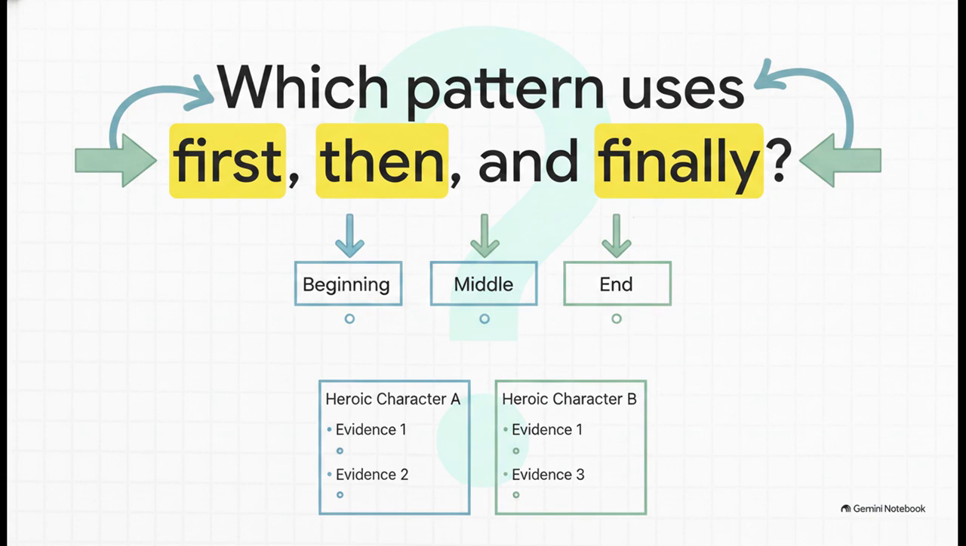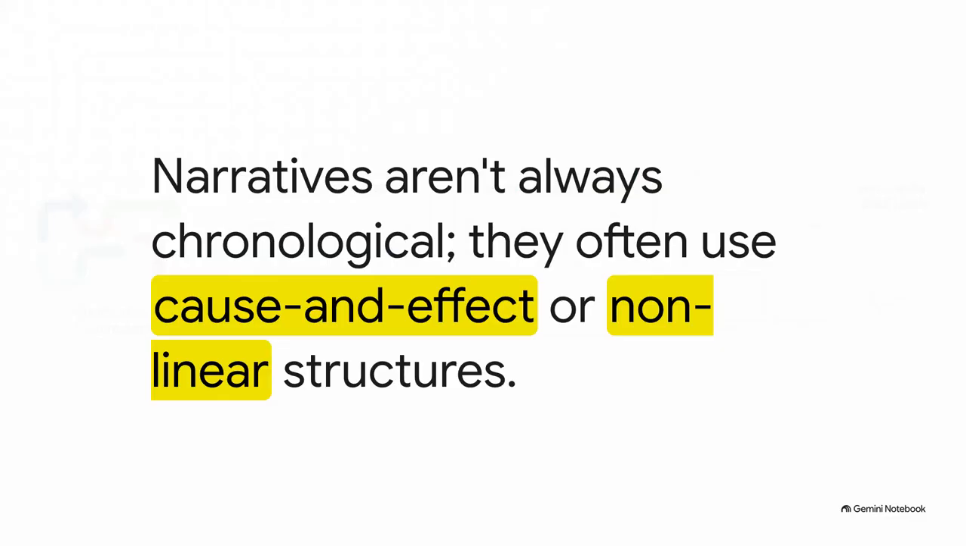Let's pause for a quick check. I want you to think about this for a second. If you spot an author consistently using signal words like first, then, and finally throughout a paragraph, what text structure are you looking at? Keep those 4 patterns in mind. Which one relies entirely on sequence? The answer, of course, is the chronological pattern.